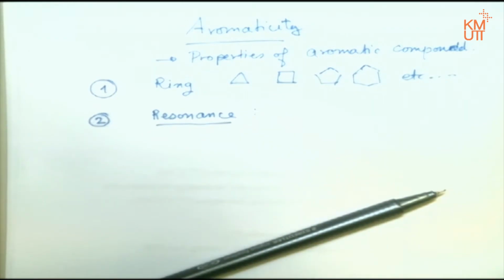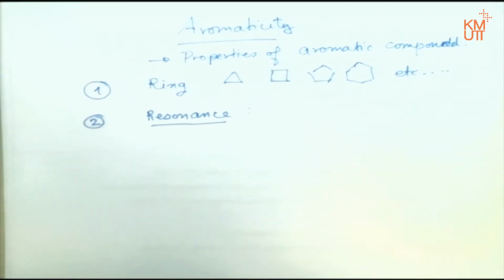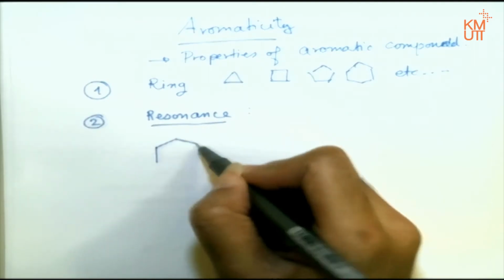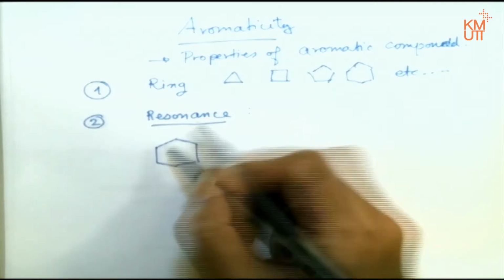Resonance in chemistry and in physics don't have the same significance. The meaning of resonance in physics, in wave resonance for example, is not the same here. Resonance in organic chemistry means, so what does it mean, resonance? Okay, take benzene, for example. This is the structure of the benzene ring, okay?